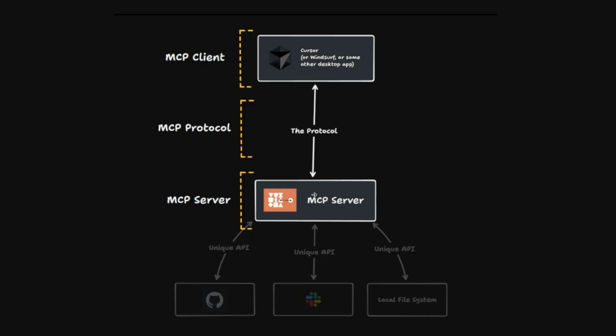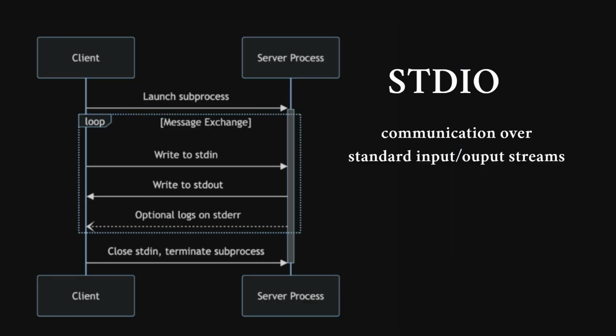Okay, so now let's go to the transport protocol and see how each of these transport protocols operate. Okay, so the first one is the standard IO. Here, the communication is over the standard input and output streams. As you can see here, you have basically the write to standard input and write to standard output, as well as the optional logs or the standard errors.